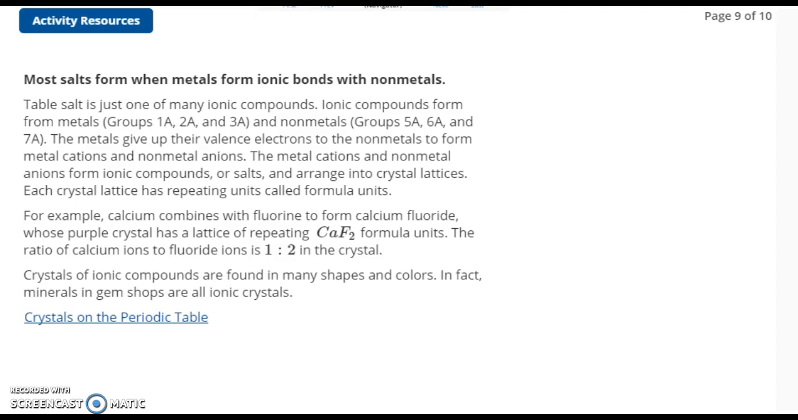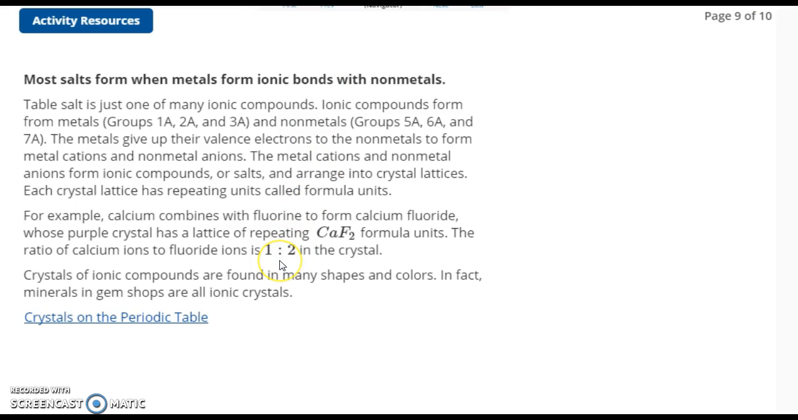But if we're specifically talking about table salt, it is what? NaCl. And they arrange into crystal lattices. Each crystal lattice has repeating units called formula units. For example, calcium combines with fluorine to form calcium fluoride, whose purple crystal has a lattice repeating of CaF2 formula units. The ratio of calcium ions to fluorine ions is 1:2 in the crystal.